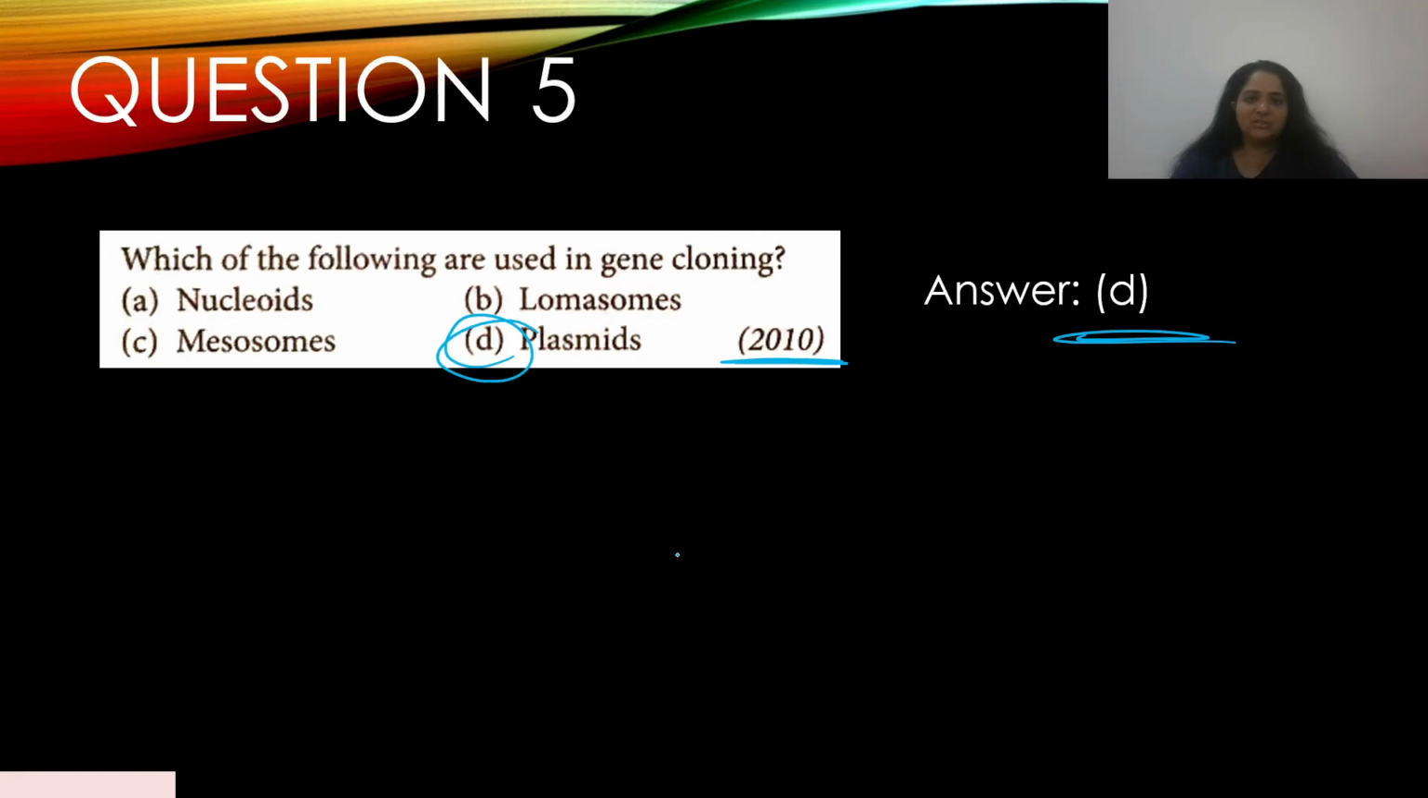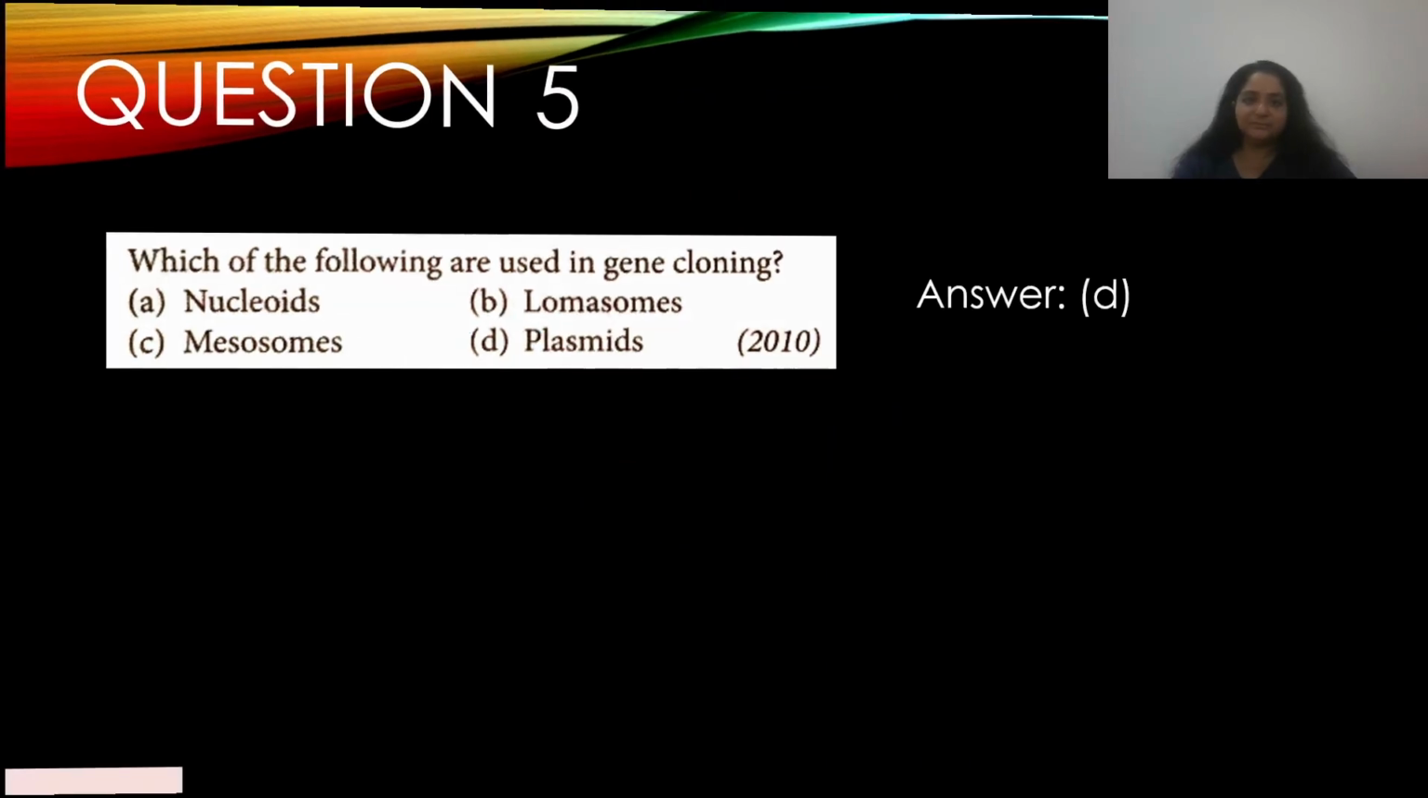So this was pretty simple actually. Which of the following are used in gene cloning? It is plasmids.